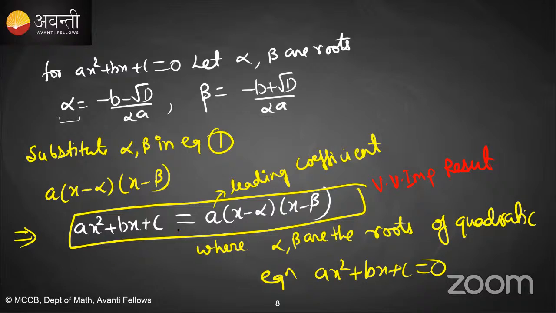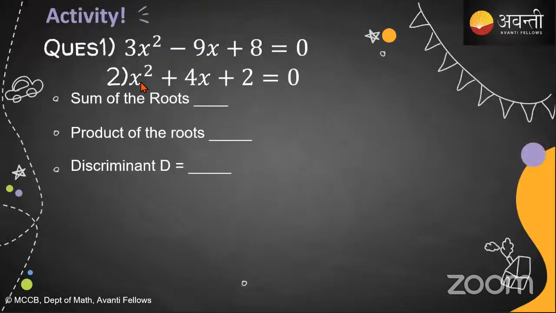Okay, so let's solve some of the questions. Everyone please attempt this question. There are two quadratic equations, so you have to tell the sum of roots, product of roots and discriminant. Everyone please do it.